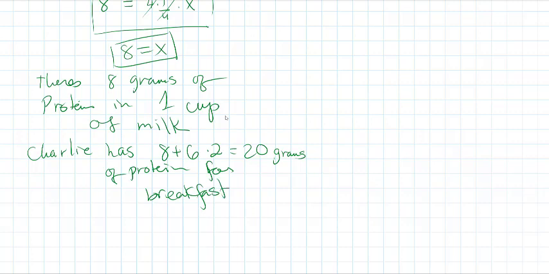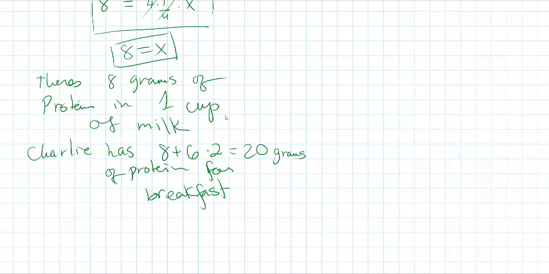So let's review this problem sort of generally, so we can review the steps we took. The first thing we did is we underlined all the information, the numbers that we got from the question. And then we figured out what we were missing and what the question was. We were essentially missing the amount of protein in a cup of milk.